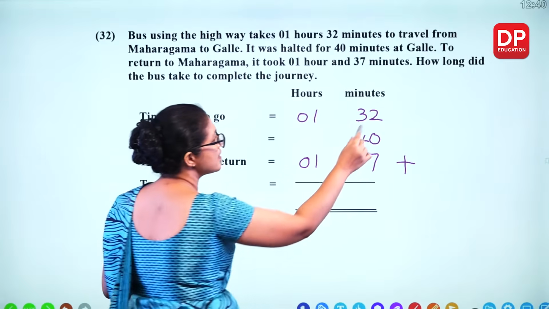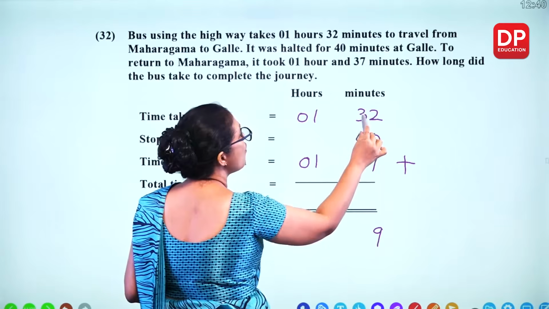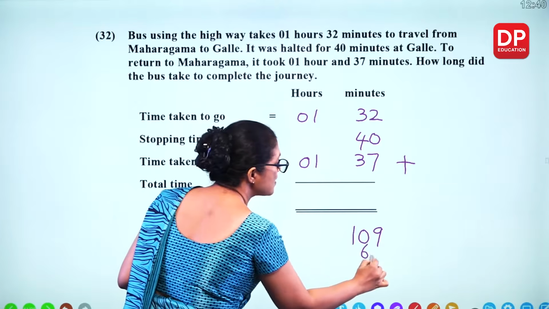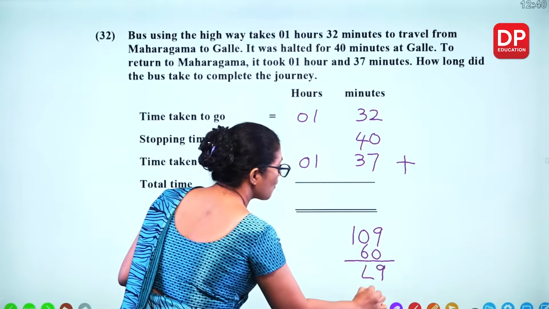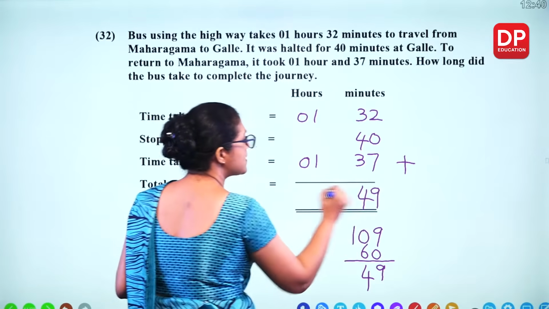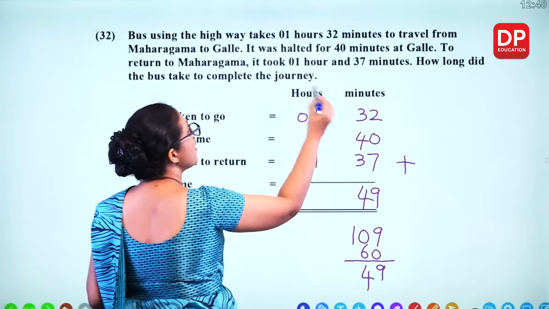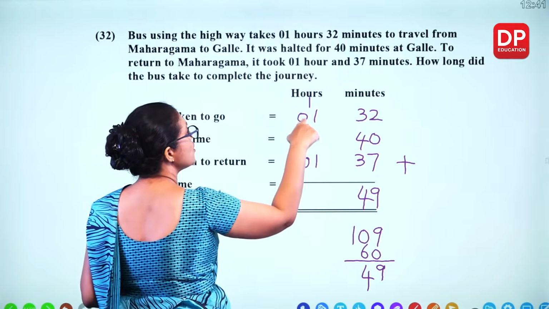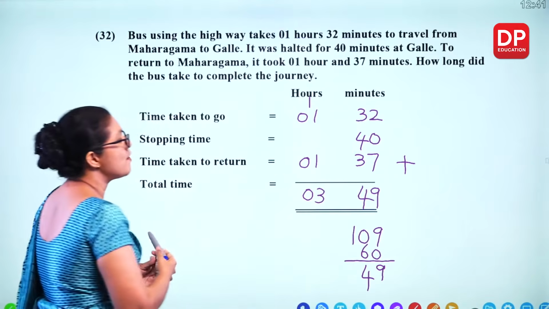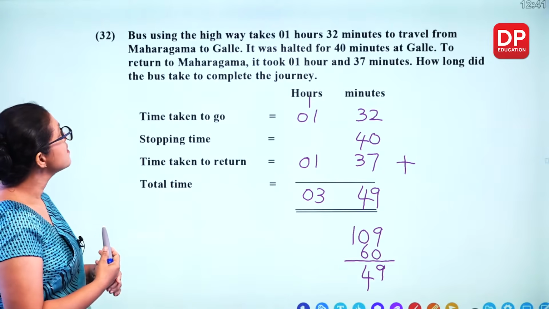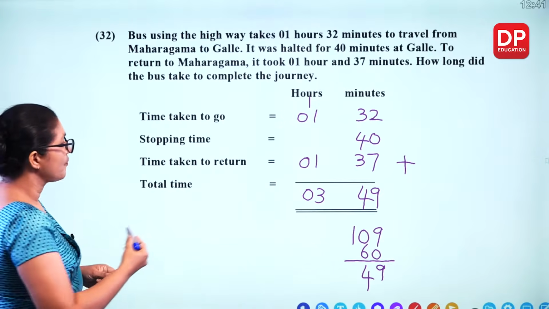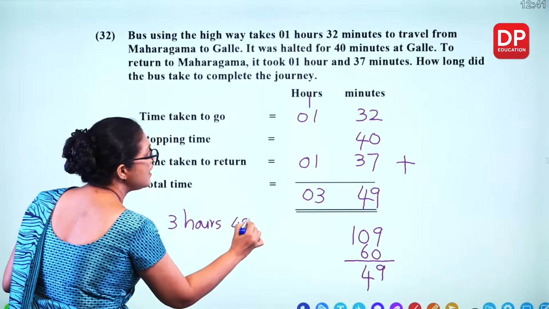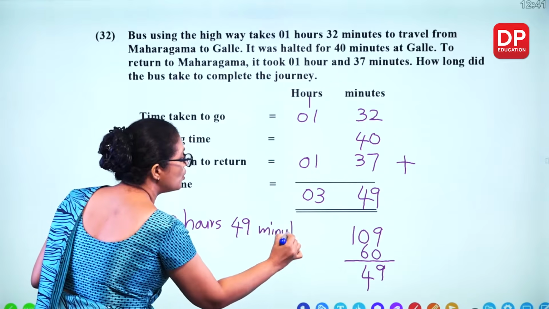Add all together, you get 7 plus 2, 9. 4 plus 3, 7. 7 plus 3, 10. You can't write this, you have to subtract 60 from that. 49. So 49 minutes there. So we have to take 1 here because extra 60 minutes we take as 1. 1, 2, 3. So 3 hours and 49 minutes is the total time taken. So you can write 3 hours 49 minutes for the whole journey.